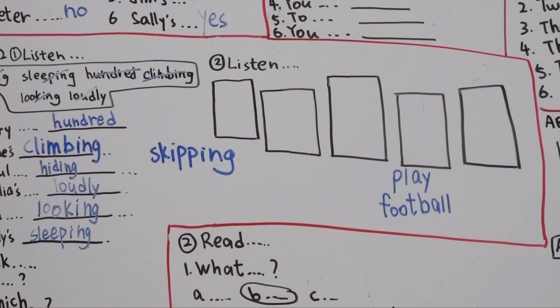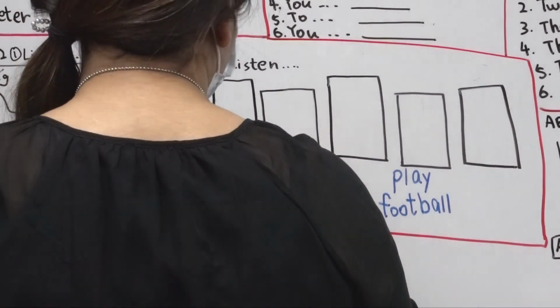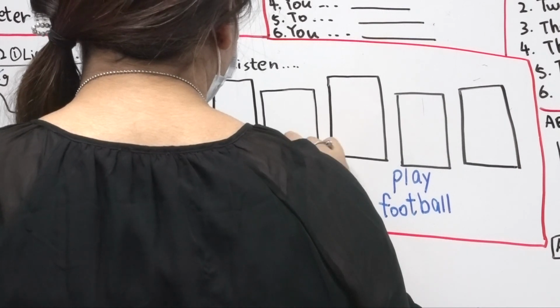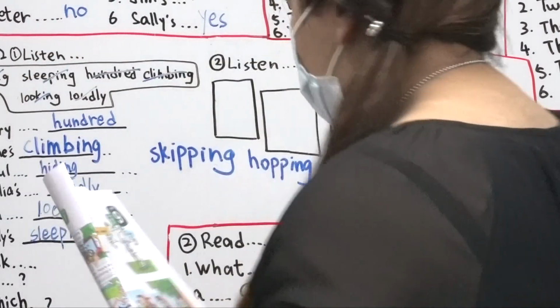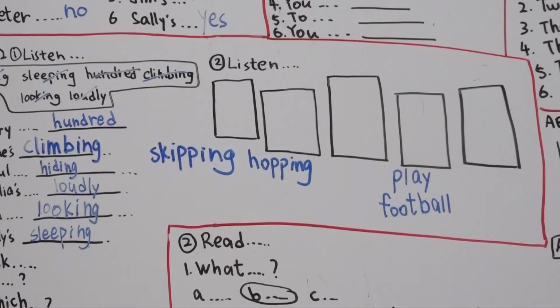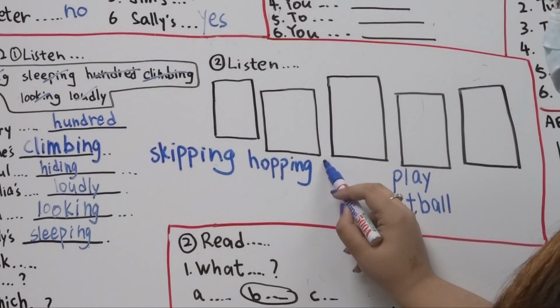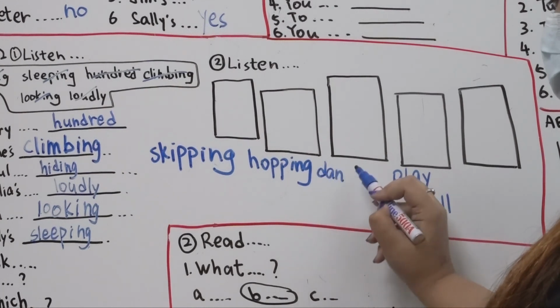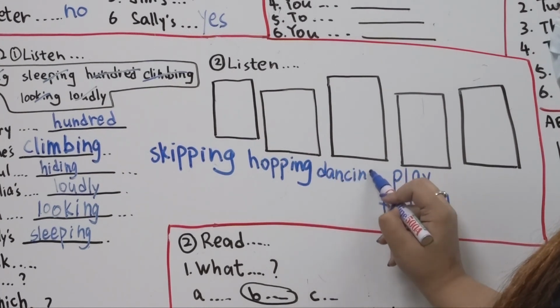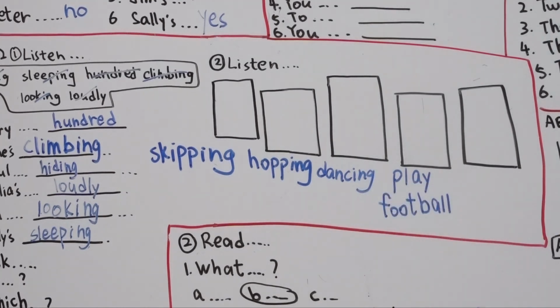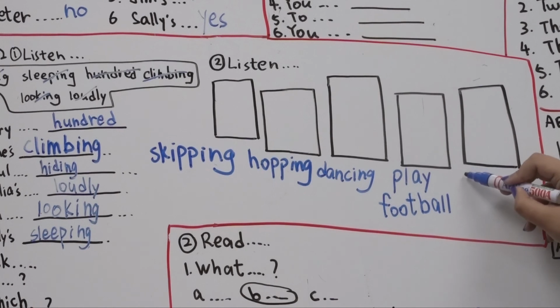Alright, so we are done with this part. Let's check the answers. What else does she like? She likes hopping, right? How to spell hopping? H-O-P-P-I-N-G. Perfect. And the next one is dancing. Remember how to spell? D-A-N-C-I-N-G. Good. The last one is hiding. How to spell hiding?